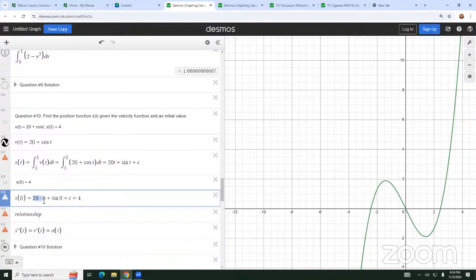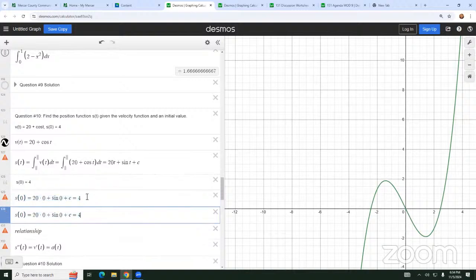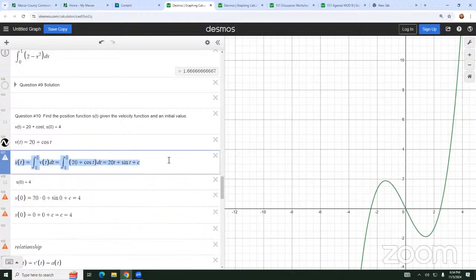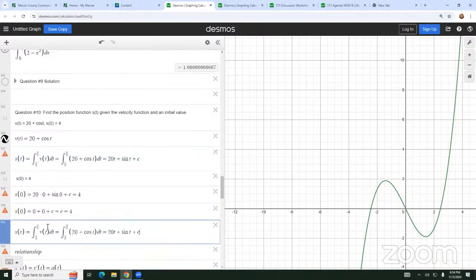What's 20 times 0? 0. And what's the sine of 0? Do you remember? 20 times 0 is 0. Sine of 0 is 0. So what's 0 plus 0? 0. So 0 plus c is just equal to c, right? So on this side it equals c, and on the other side it equals 4. So now we know what c is. So if we want to know what the position is, position is equal to that plus 4.